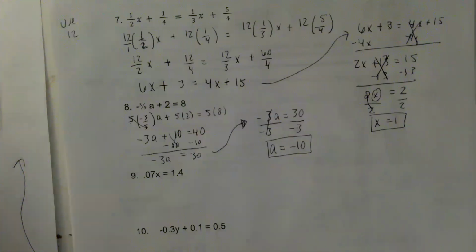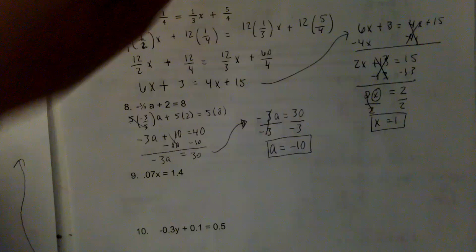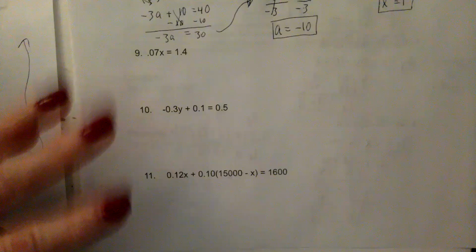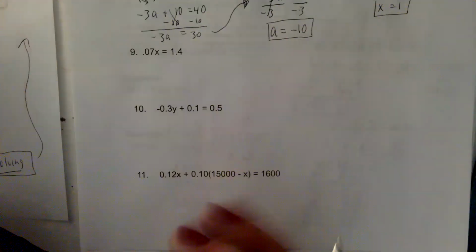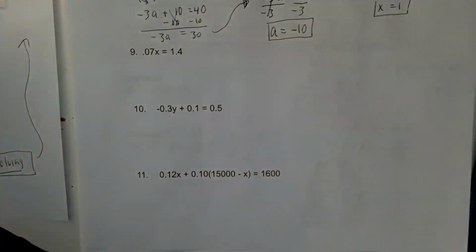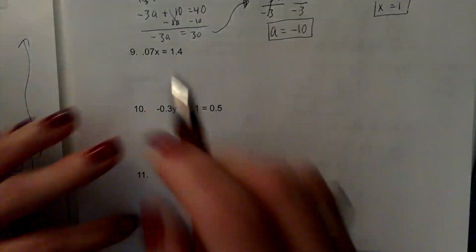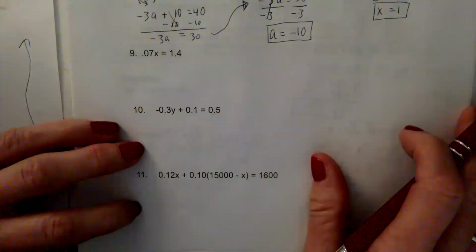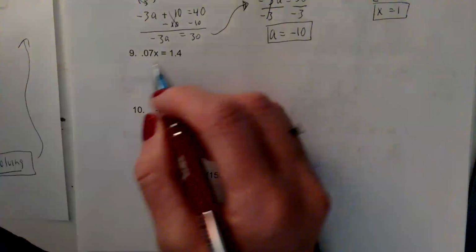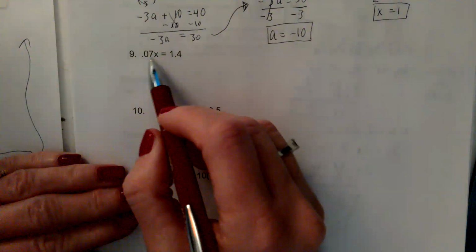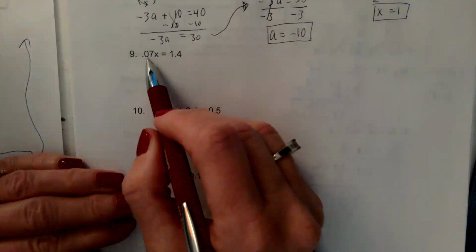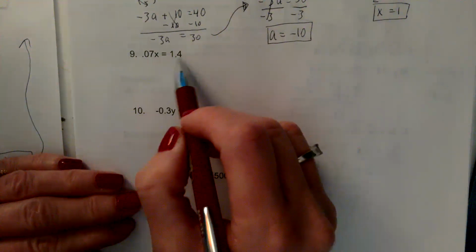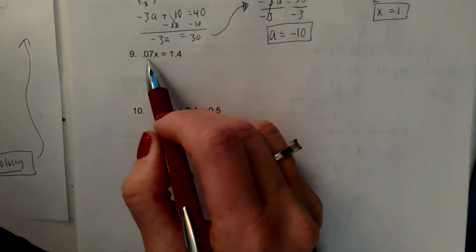Now these last 3 problems have decimals in them. You can work around it with the decimal, but similar to the fractions, I'm going to teach you a trick that will make it so you can eliminate the decimals. So find the decimal that has the most decimal places. This has 2 decimal places, this has 1. So we have to move everything the most, which is 2.